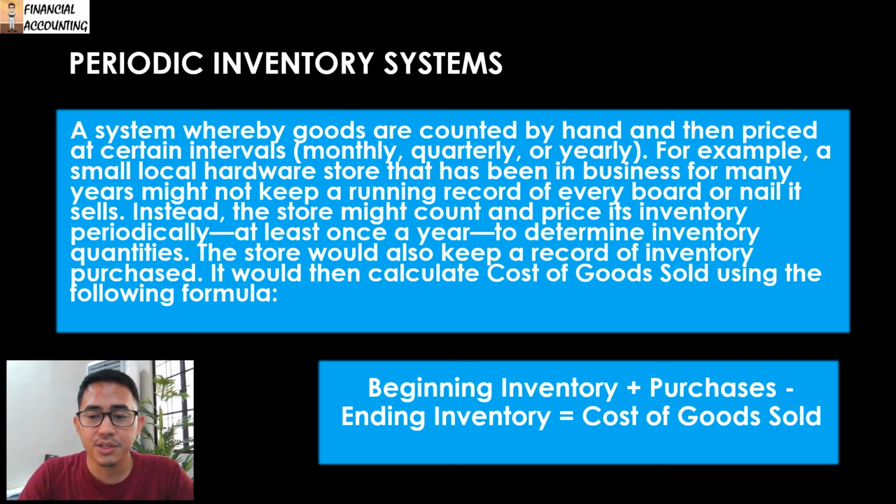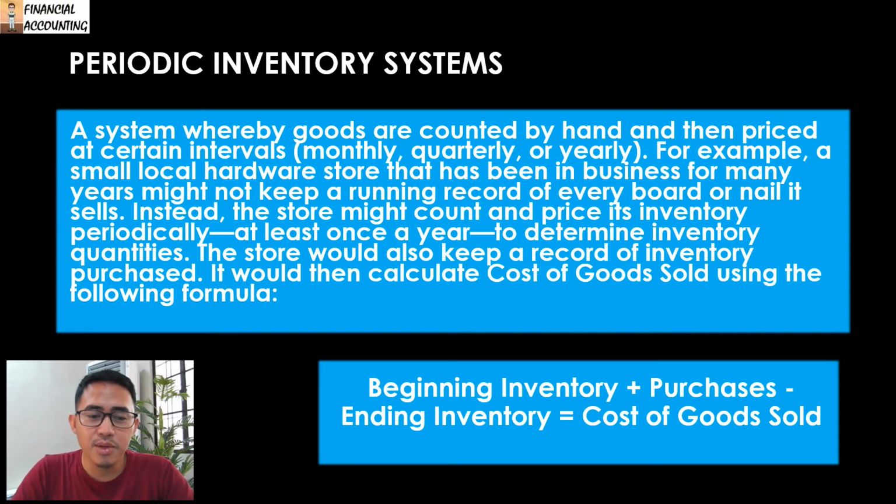So under periodic inventory system, there is no record of how much is the item left for nails, item left for board, item left for paint. There's no record in case of periodic inventory system. So what happens in periodic inventory system is you just get the total: how much is your beginning inventory, you add all the purchases made within the period, and you deduct the ending inventory, and whatever is the remaining amount, that is your cost of goods sold.